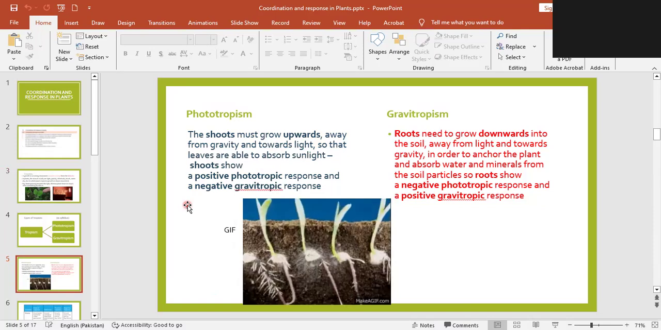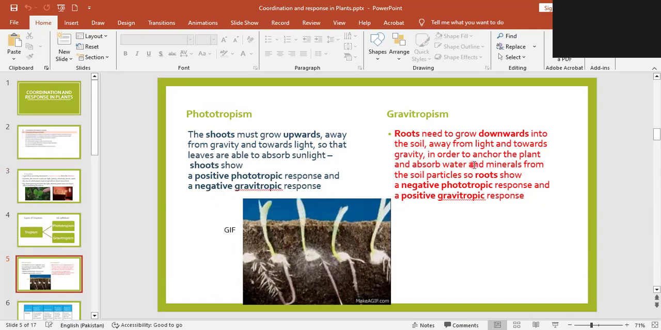If the shoots are going towards the light, this is known as positive phototropism. And they are going away from the gravity, that is known as negative gravitropism, right? Positive phototropism means they are going towards the light, and they are going against the gravity, so that is negative gravitropism. Okay. Vice versa, if we go towards gravitropism, roots need to grow downward into the soil, away from the light and towards the gravity in order to anchor.